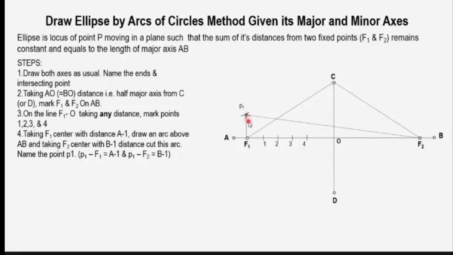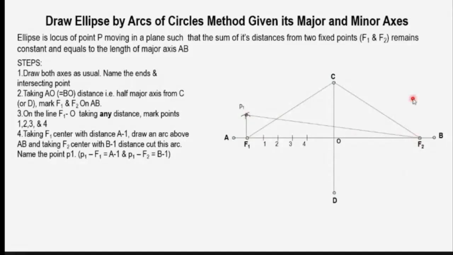So the distance of P1 from F1 is equal to A1, and the distance of P1 from F2 is equal to B1. So the sum of the two distances P1F1 plus P1F2 is now equal to A1 plus B1, that is equal to AB. So this satisfies my requirement of the ellipse, that the distance of the point P from two fixed points F1 and F2, the sum remains constant and equal to the major axis AB. So this is how I have located point P1.